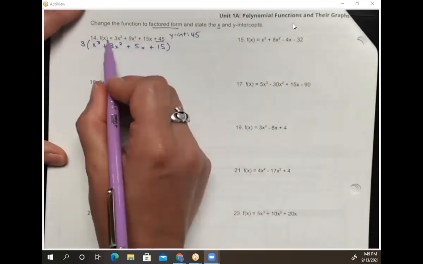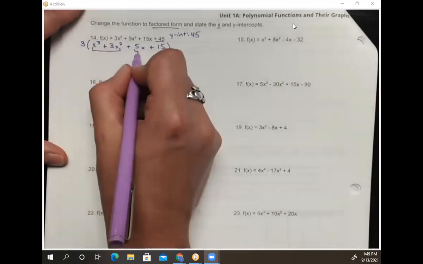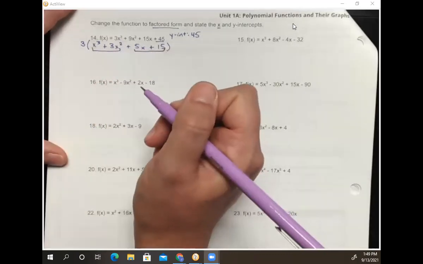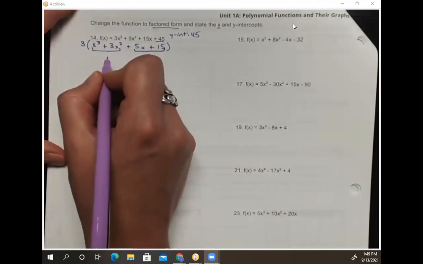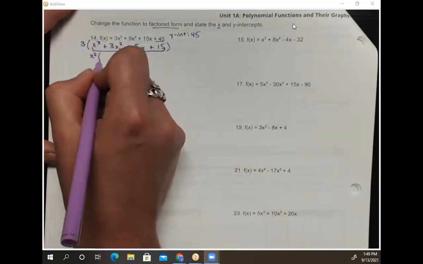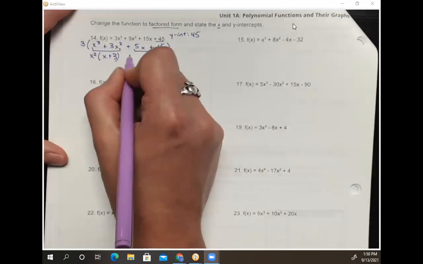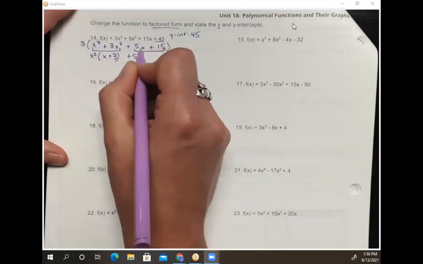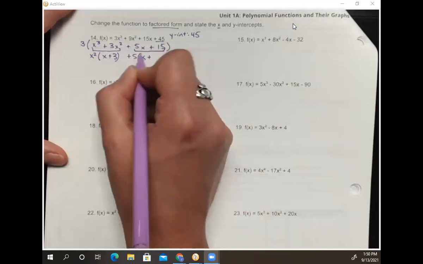Now I have a polynomial with 4 terms, so we're going to factor this by grouping. So first 2 terms make a group, last 2 terms make a group, and I'm going to find the GCF, that greatest common factor of each group. So for my first group, the GCF is x squared. Left over, I have x plus 3. For the second group, my GCF is 5. When I factor this out, left over, I would have x plus 5, or 15 divided by 5 would be 3.